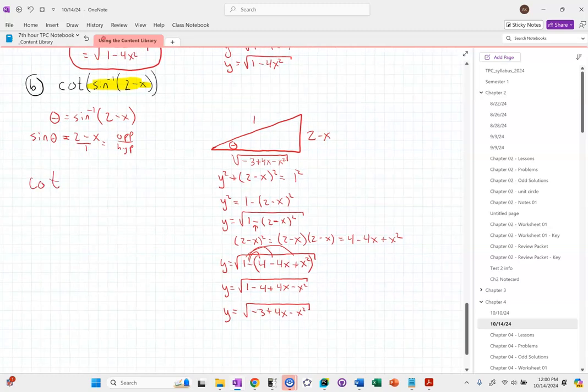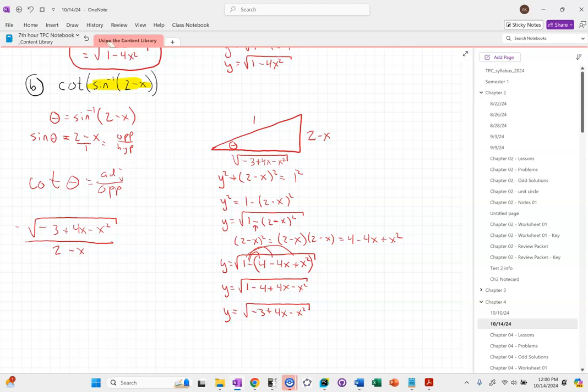All right, so now we have cotangent theta. I remember cotangent is adjacent over opposite. The adjacent side is the square root of 3 plus 4x minus x squared. And the opposite side is 2 minus x. That's as good as we can do. That's my answer. Sure. Is everybody okay with that?